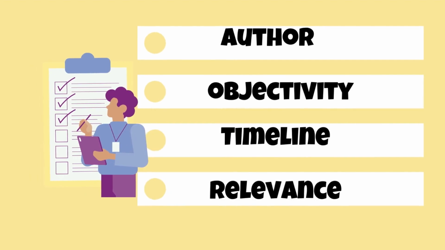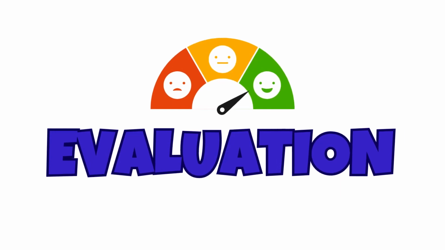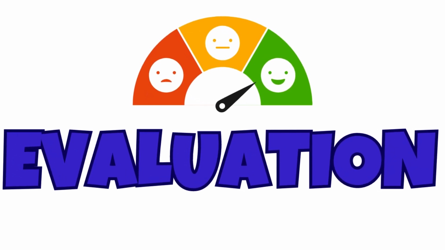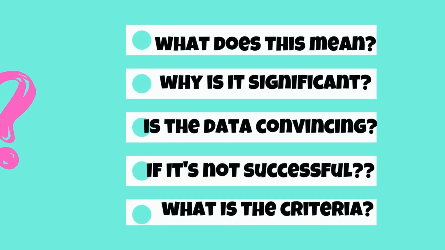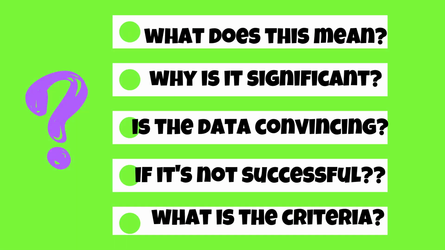Once you've analyzed and gone through research articles which answer your questions in the analysis section, then you move on to the evaluation section. In general, the evaluation part consists of the following questions that you can ask when you're evaluating the topic. So let's look at some of the questions that you could ask while evaluating the concept. Number 1, what does this mean? Number 2, why is it significant? Number 3, is the data convincing? Why or why not? Number 4, so what if it's successful or not successful? Number 5, how does it meet the criteria?